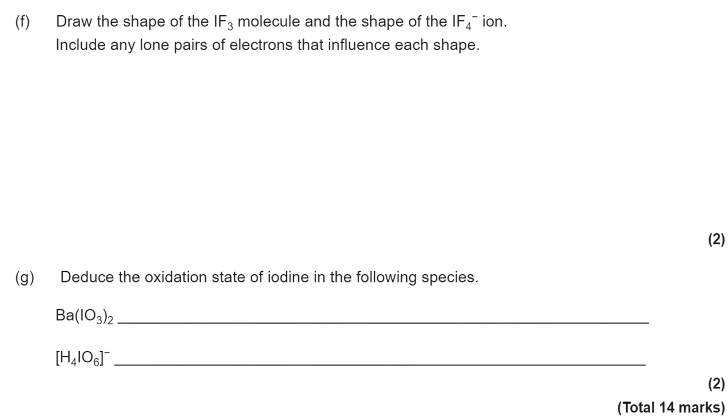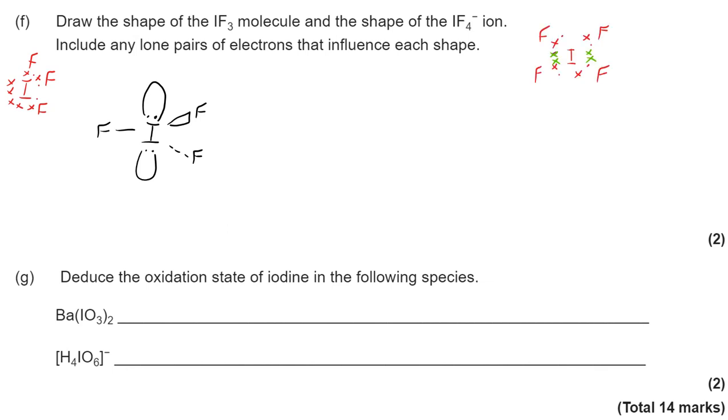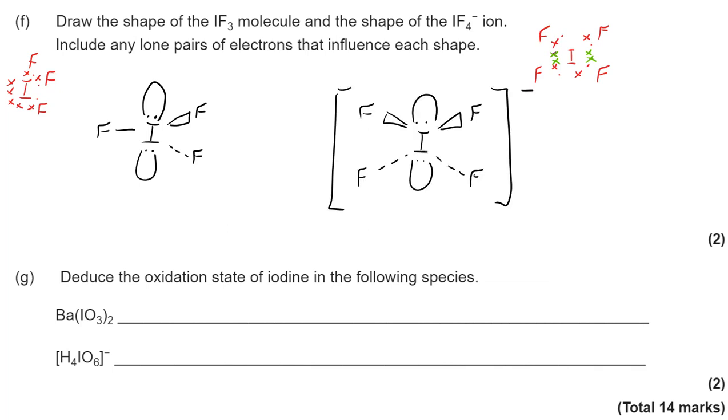Moving on to F, the shape of the IF3 molecule. Well, I've done a little dot cross diagram just to help me out here, and I can see that I have got 3 bonding pairs and 2 lone pairs, so it's based on trigonal bipyramidal. If I do the IF4-, I see that I've got 4 bonding pairs and 2 lone pairs, so that means it's based on octahedral. And don't forget to include the square brackets and the negative charge around it, because it is charged.